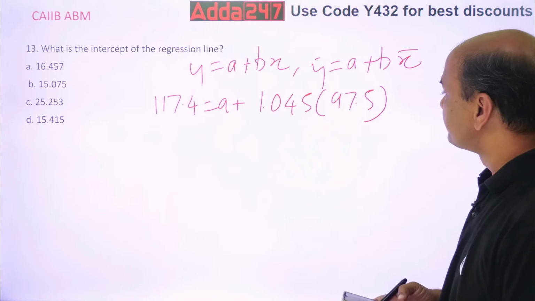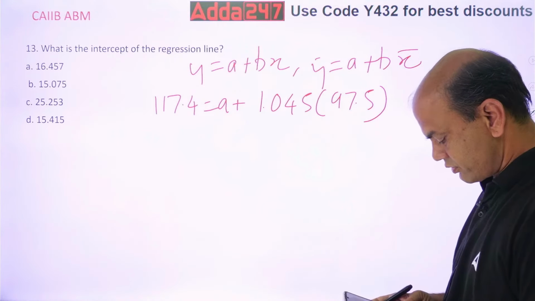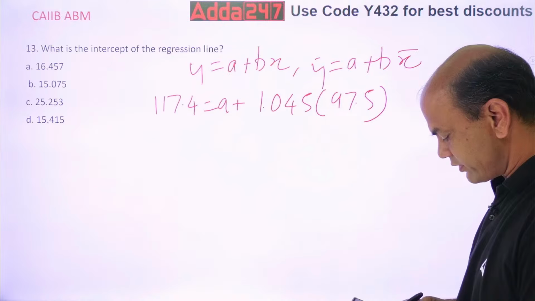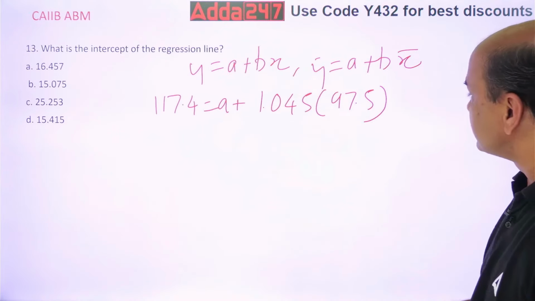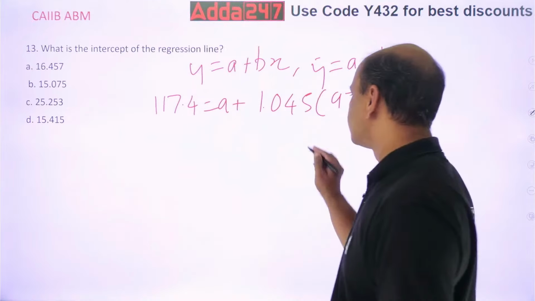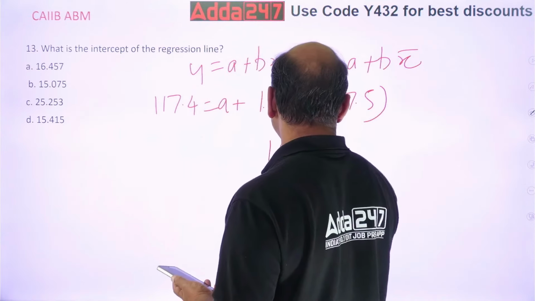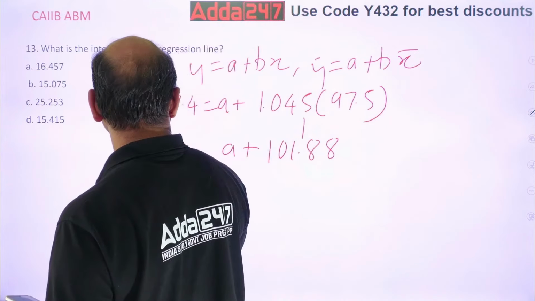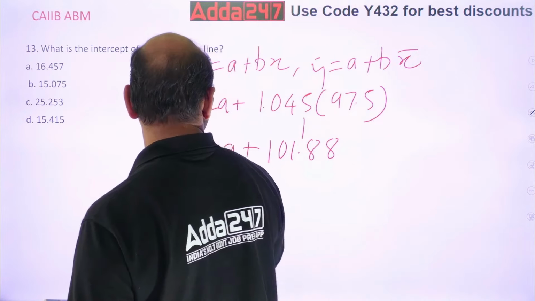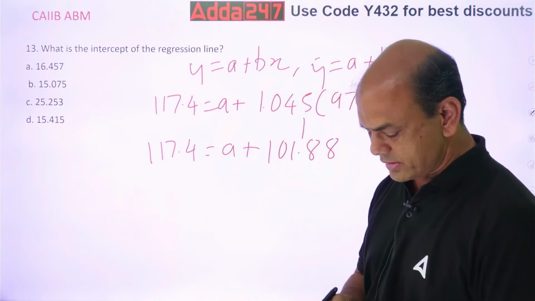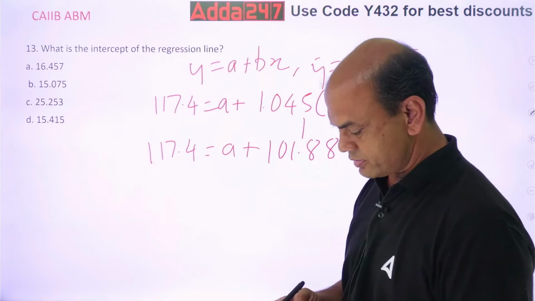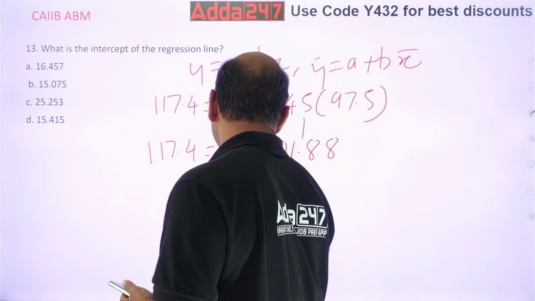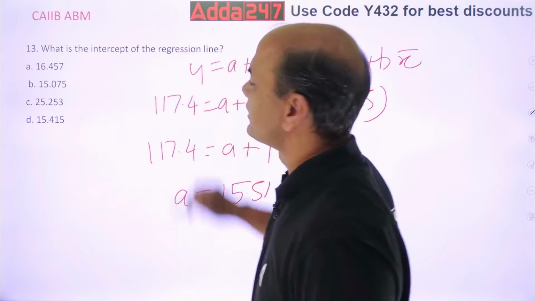So what is the answer now? 1.045 into 97.5 is 101.88. And this is A, and this is 117.4. So now find out A. A means 117.4 minus 101.88. So I am getting A as 15.51. So this is my intercept.